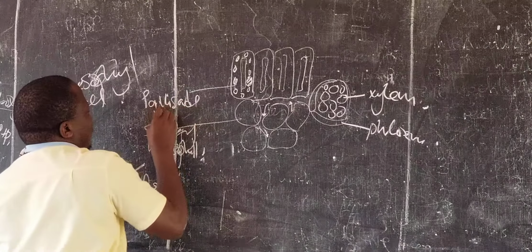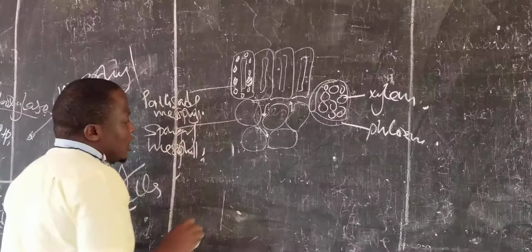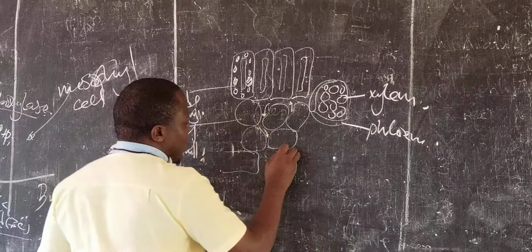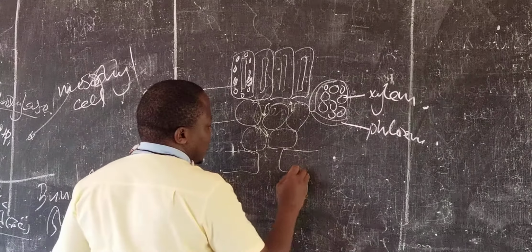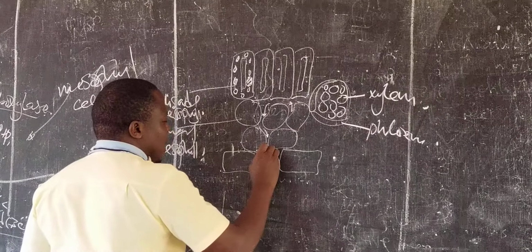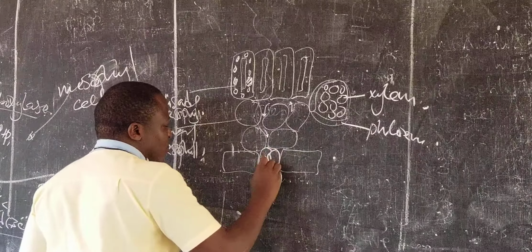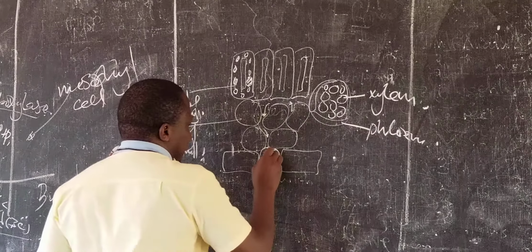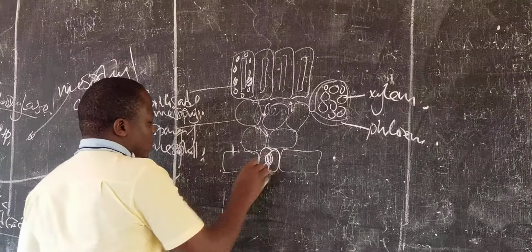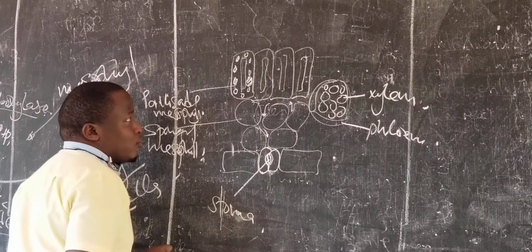Palisade mesophyll cells. Down here we have the epidermal cells. These epidermal cells run horizontal to the leaf, and in between them we severally have guard cells. The guard cells generate an opening called the stoma. Here is the stoma, right? And that is the structure of the leaf.